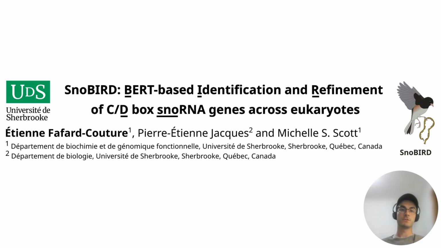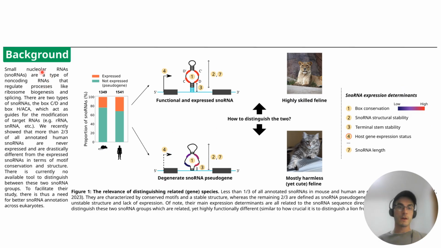Étienne, and I'll talk to you today about SnoBIRD, a tool I developed to predict CD-box snoRNA genes across any eukaryote genome. So snoRNA stands for small nucleolar RNAs. These are a type of non-coding RNA present in all eukaryotes. Their main function is to guide modifications on a target RNA to which they bind, and they are also involved in the regulation of a lot of different processes such as splicing and even pre-mRNA stability.